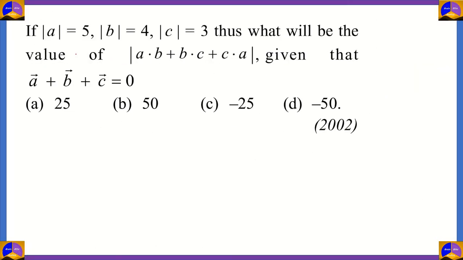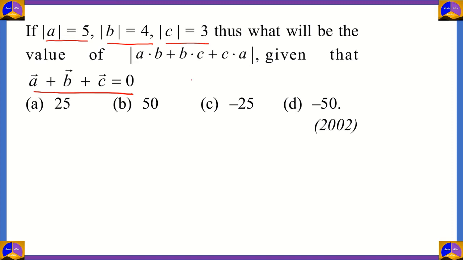Let's look at this question. In this question, modulus of A is 5, modulus of B is 4, modulus of C is 3. You need to find the value of vector A dot vector B plus vector B dot vector C plus vector C dot vector A, given the relation that vector A plus vector B plus vector C equals 0.